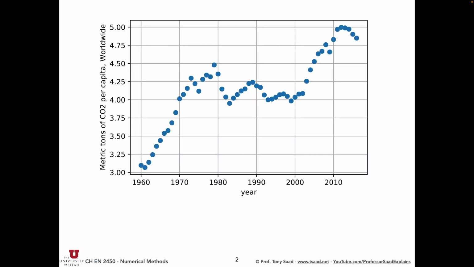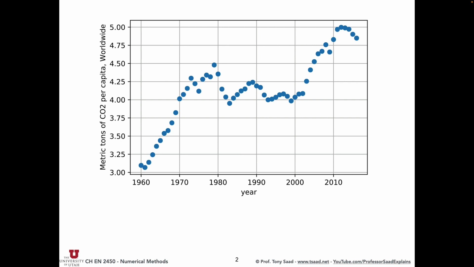This plot shows scatter data of metric tons of CO2 emitted per capita worldwide. So this includes the entire world, all nations, right? Versus year. So in 1960, per capita, we had about 3.1 metric tons of CO2 per capita worldwide.